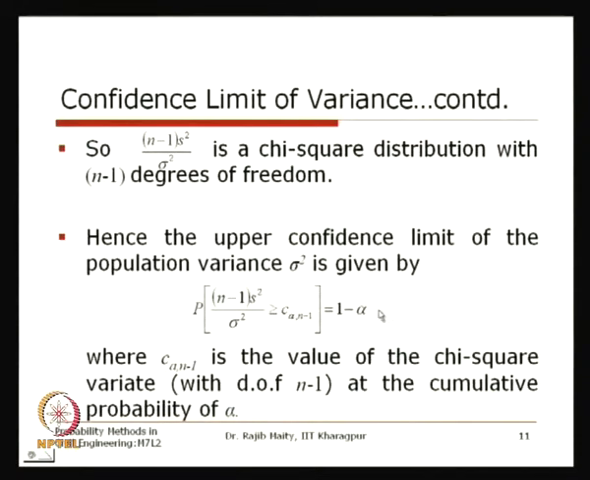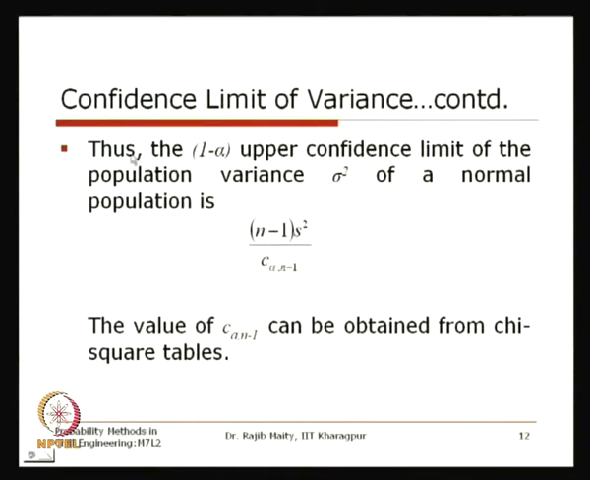Here 1 minus alpha is the confidence that we are looking for, and C alpha, n minus 1 is the value of the chi-square variate with n minus 1 degrees of freedom at cumulative probability alpha. These values we can get from the standard chi-square distribution tables, which are available in most textbooks. Thus the 1 minus alpha upper confidence limit of the population variance sigma square of a normal population is n minus 1 S square divided by C alpha, n minus 1. Once we get this value from the chi-square table, together with the sample estimate, we get the upper confidence limit at the 1 minus alpha confidence level.